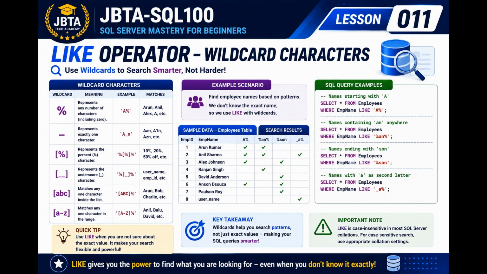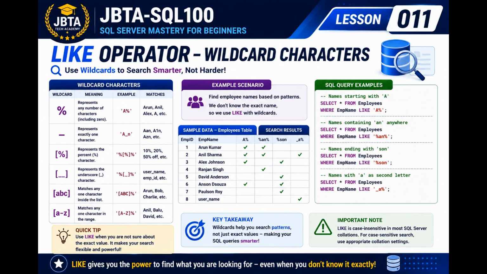Now let's place the % symbol at the beginning and at the end of a word. For example, the pattern % and %. This tells SQL Server to return every value that contains the letters and anywhere in the text. The word can appear at the beginning, in the middle, or at the end.